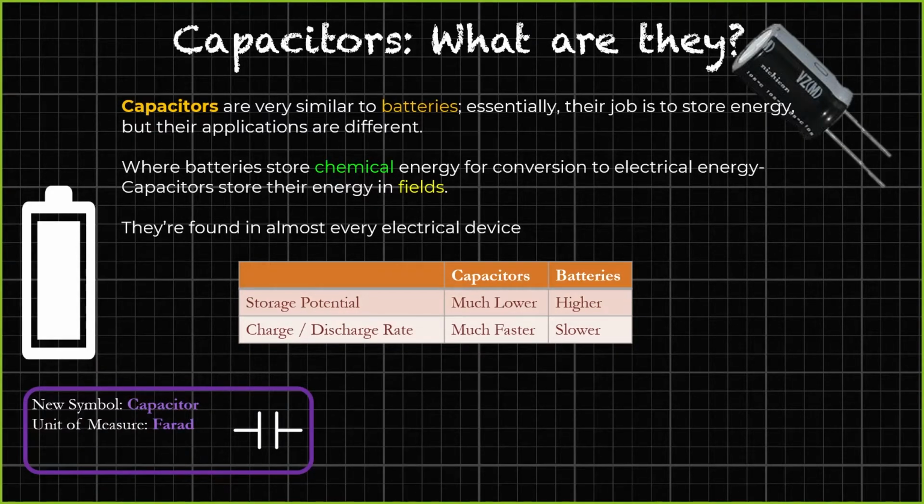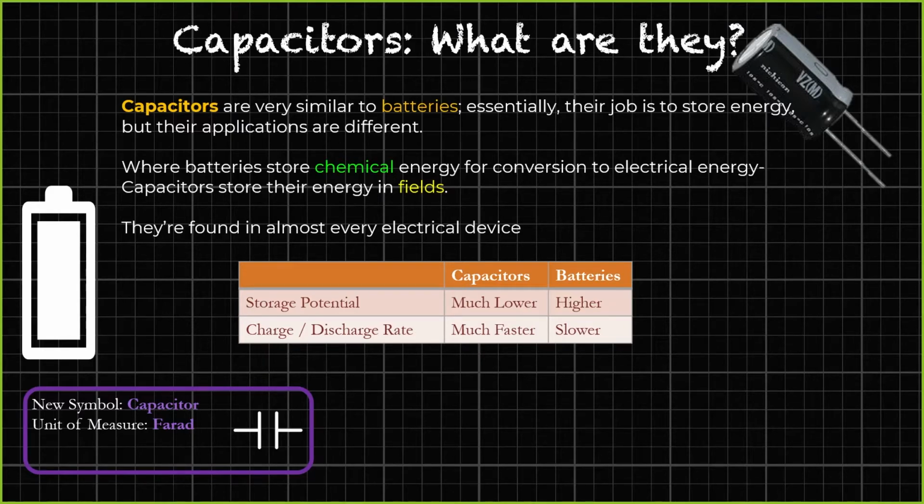Batteries store chemical energy, or well, we're going to stick with chemical energy, to convert for electrical energy due to the bias between the plates. Capacitors store energy in their fields, very similar to a magnet, but temporary. They're found in almost every electrical device. At this point, I can say every electrical device.